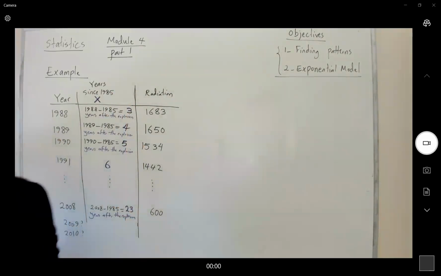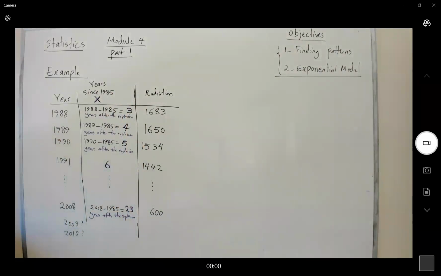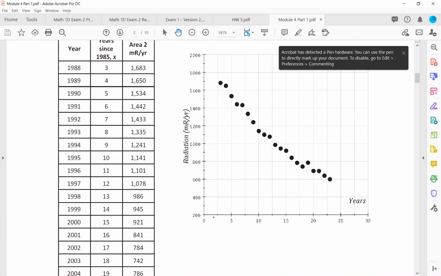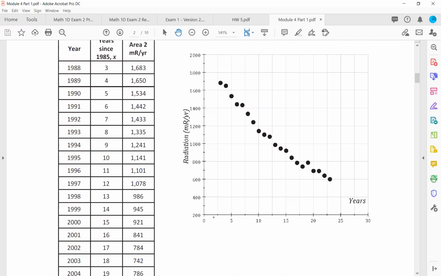Let us take a look at the graph. This is our scatter plot, which is given to us. So here you have, okay, 5 years after the explosion, the amount of radiation is 1,534. So 5 years after the explosion, we expect the amount to be 1,534. 6 years, 7 years, 10 years after the explosion, the amount of radiation is 1,141. This point is associated with 10 years after the explosion and the amount of radiation.